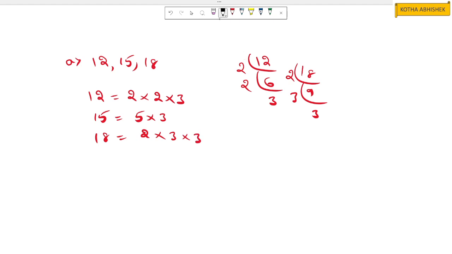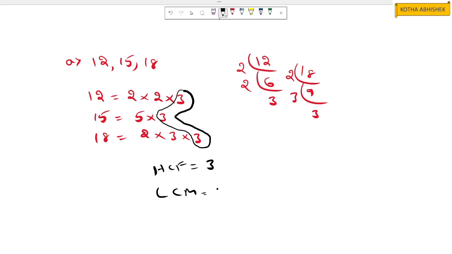Now you need to pick the numbers which are common in all the three for HCF. So HCF equals, here 3, 3 and 3. Only 3 is the number which is common in all the 3. So HCF is 3. Now moving to the LCM.